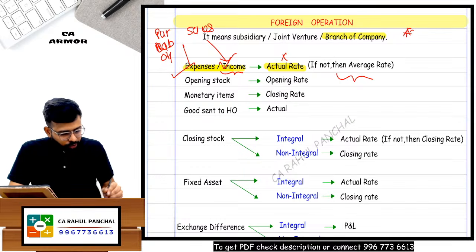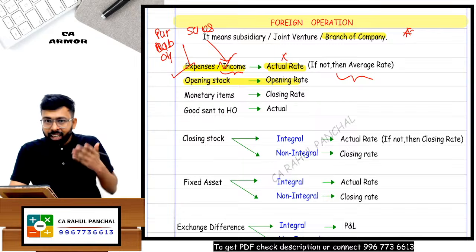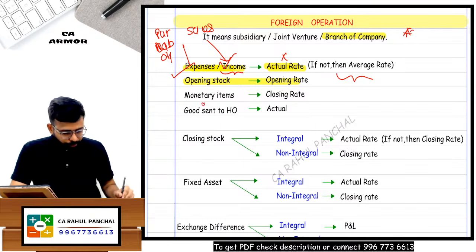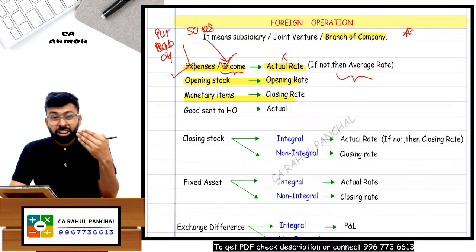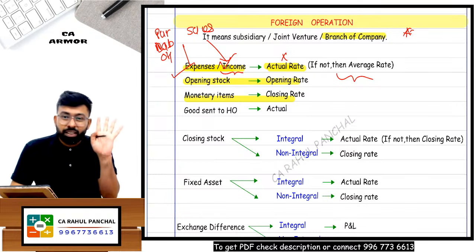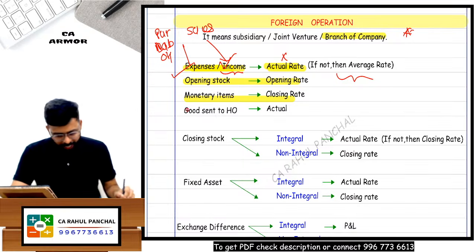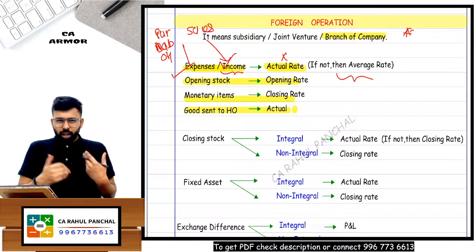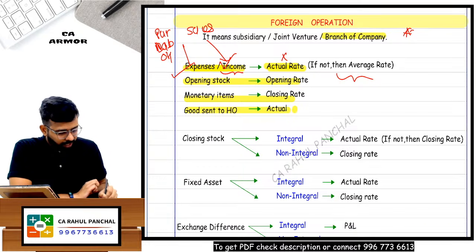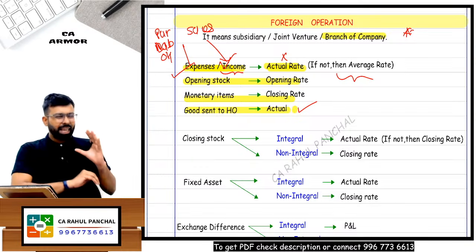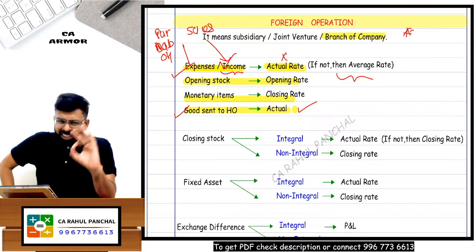Okay. If it is opening stock, the stock lying in the beginning, we must have an opening rate recorded, so it is at the opening rate. Whatever your monetary items, debtors, creditors, we have learned that on the balance sheet date you record them at what rate? Closing rate. Whatever monetary items you have should be at closing rate. And whatever transactions we have with the HO, those will be at actual rates, and that will be given in the question to you. You should not worry. If one question comes, it will come like this, so just understand.